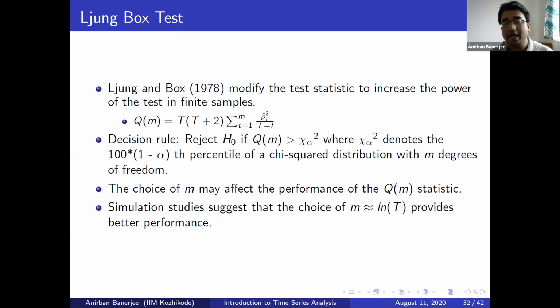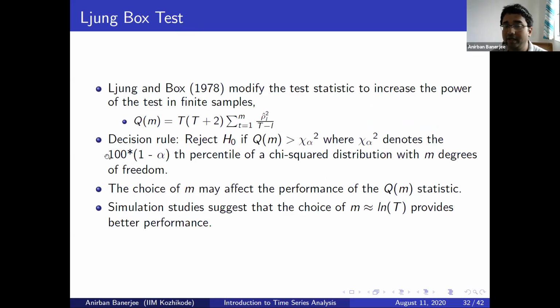Based on that foundation, what Box did was improve upon it further to increase the power of this test statistic. There is a slight modification whereby from the earlier model they multiply it with a constant term, which is T multiplied by T plus 2, where T is the number of observations, and divide this parameter by T minus l.